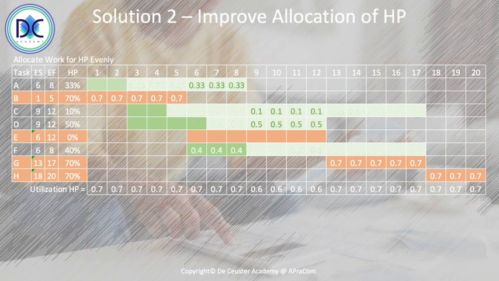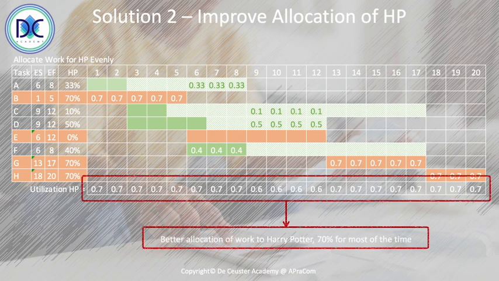Another element we can do is to improve the allocation of Harry Potter. A good allocation like we have here is that Harry Potter is evenly utilized over the totality of the project, and Harry Potter is basically working at approximately 70% for most of the time. We can also improve or look at some other elements.